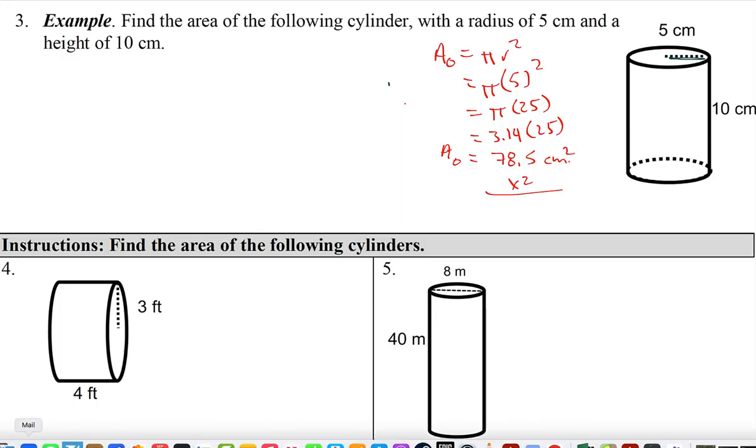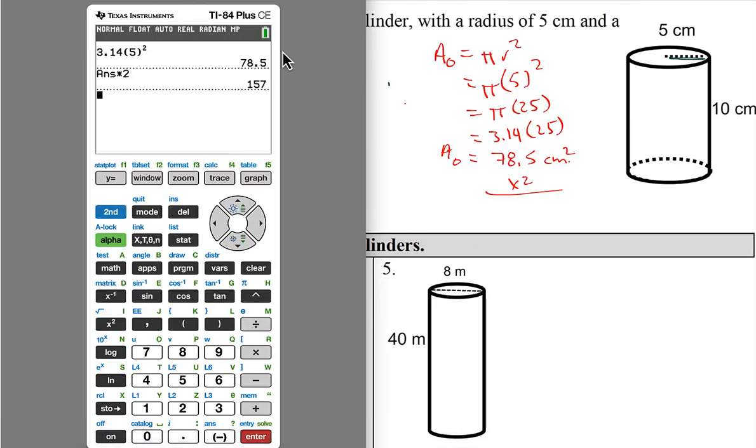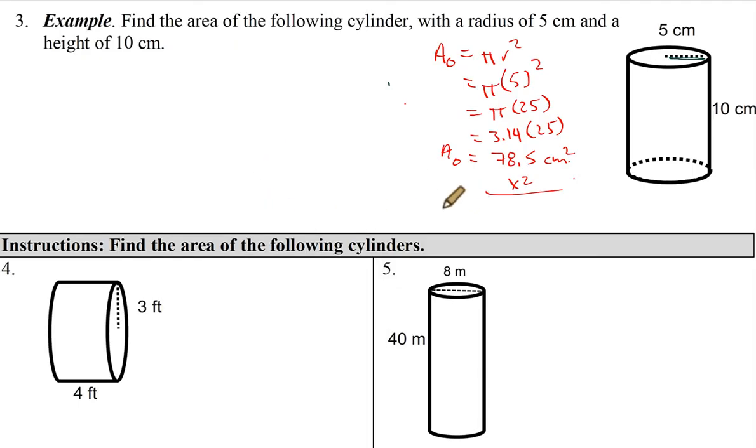We got to get that calculator back here. When we double 78.5, we get 157. So that would represent the area of the 2 circles. It'd be 157 centimeters squared. Okay, so that's this part. We found the area of that circle and the area of this circle.